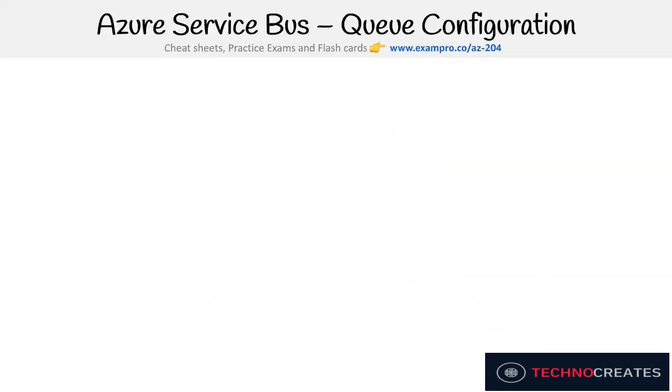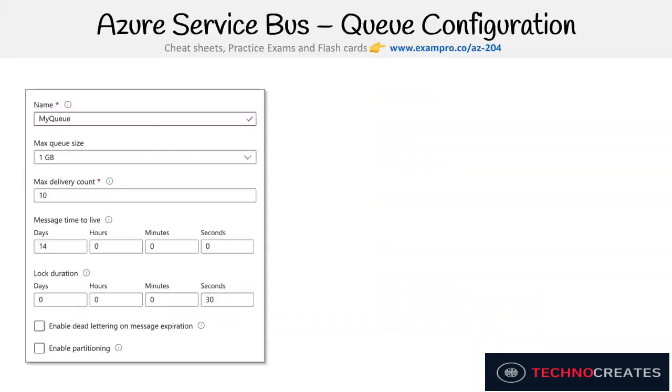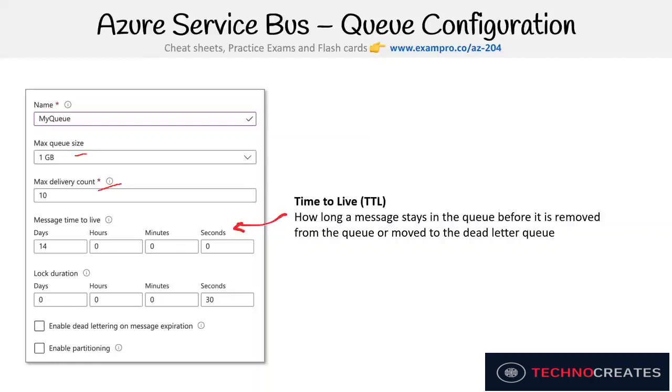Let's take a look at the queue configuration itself. So you can see we can set the max delivery count, things like that, the queue size. Important things to note is the TTL, so how long a message will stay in the queue before it's removed from the queue or moved to the dead letter queue. You can enable dead lettering down below. You can enable partitioning here. You can set the lock duration. Very similar to what we'll see for PubSub, I think at the subscription level, but there you go.